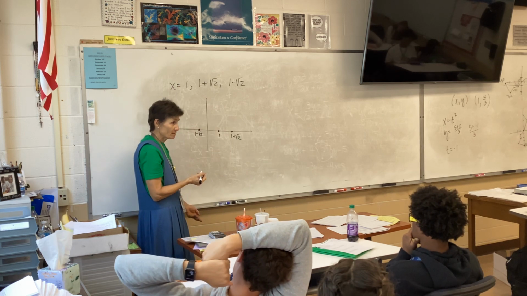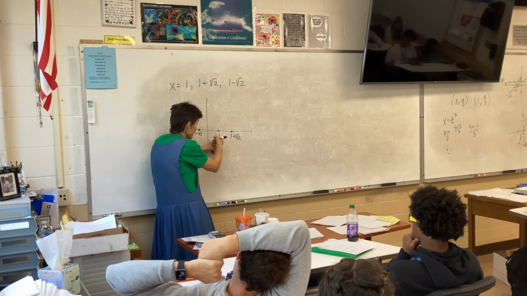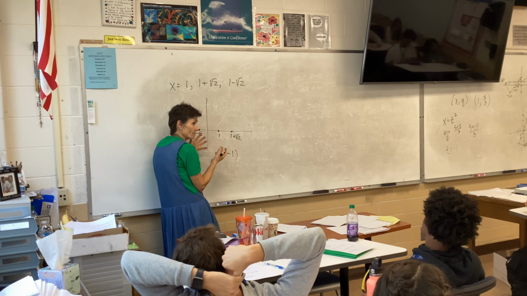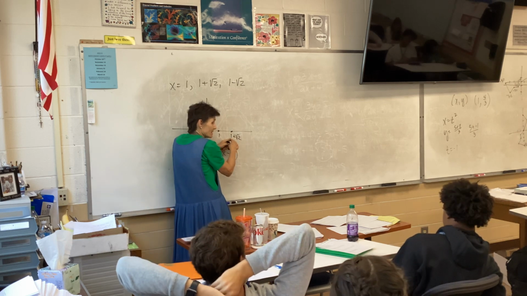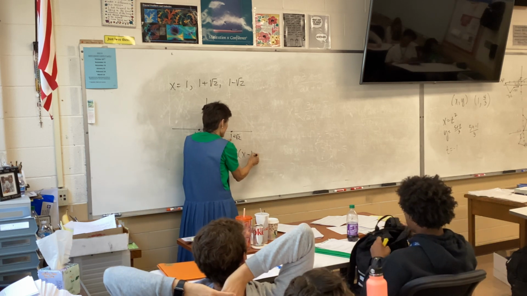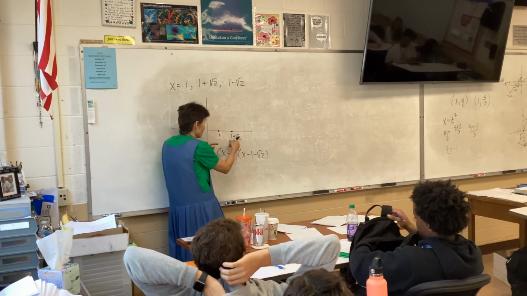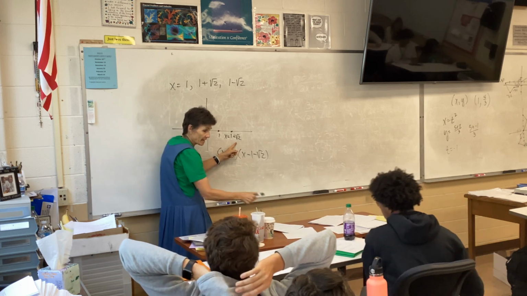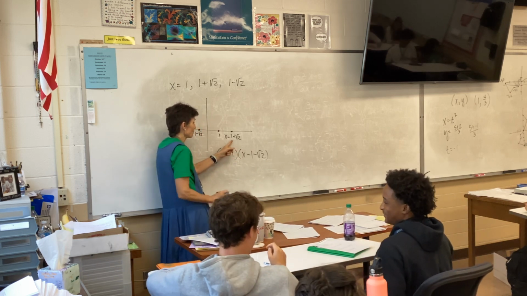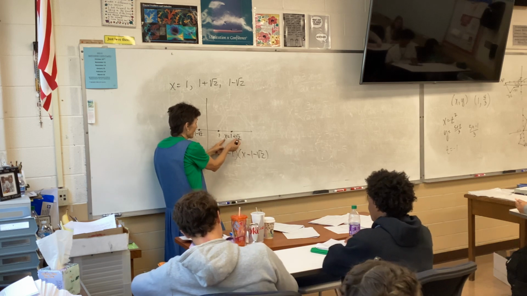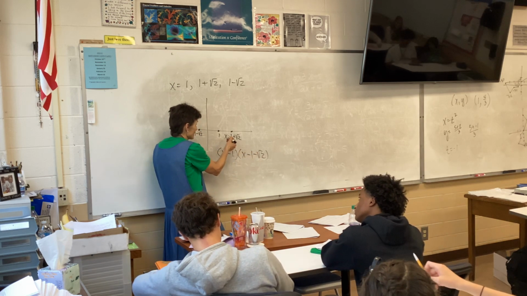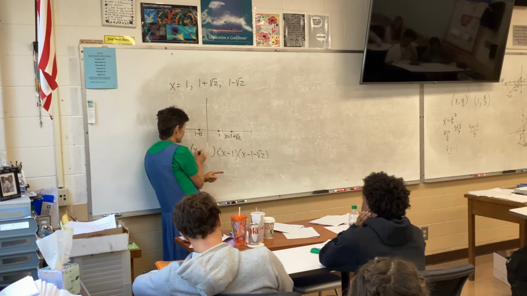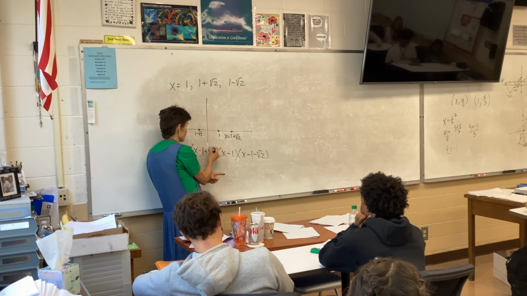Which means if 1 is a root, isn't x minus 1 a factor? And if that is a root, then x minus 1 minus root 2 is a factor. Remember, if that's a root, it's like x equals that. And then I'm going to subtract over to get my factor. So it's x minus 1 minus root 2. And then what would this one be? x minus 1 plus root 2.